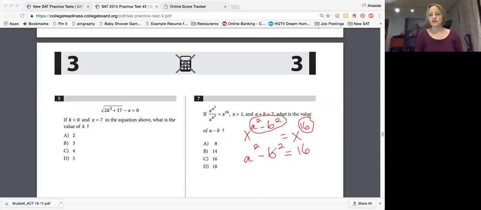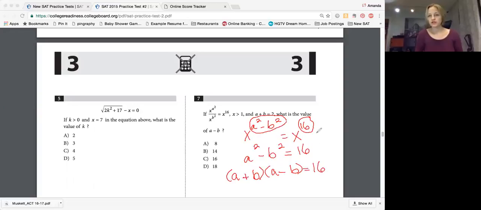And the way that you factor difference of two squares is it's always the square root of the first term. So a and a. And then in the second spot, it's always the square root of the second term. So the square root of b squared is b. And then there's one plus and one minus. And I know that that equals 16.